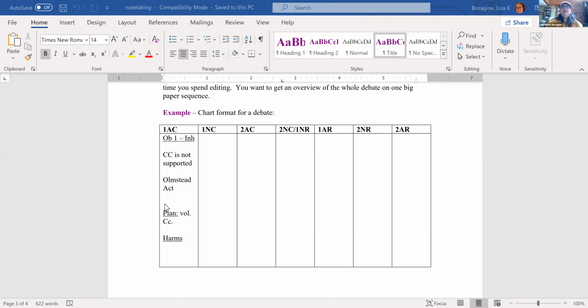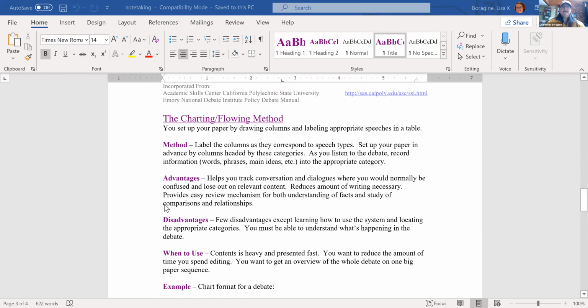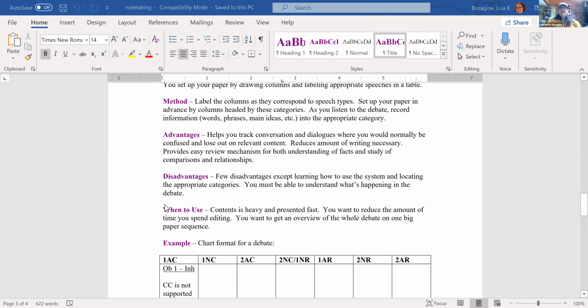Normally a debate would continue and have a variety of rebuttals. And so we have a first negative rebuttal, first affirmative rebuttal, second negative rebuttal, and second affirmative rebuttal. This is an 8-speech debate that you're looking at here. And so the way this chart works is you label the columns, you set it in advance. If you have an 8.5 by 11 page, you take a ruler and you might do that. And as you listen to the debate, you put them into the appropriate category.